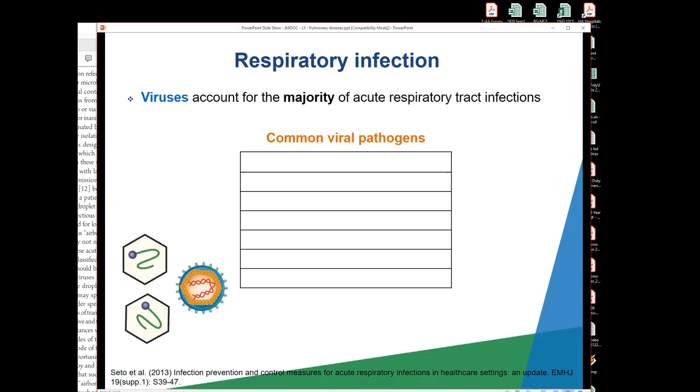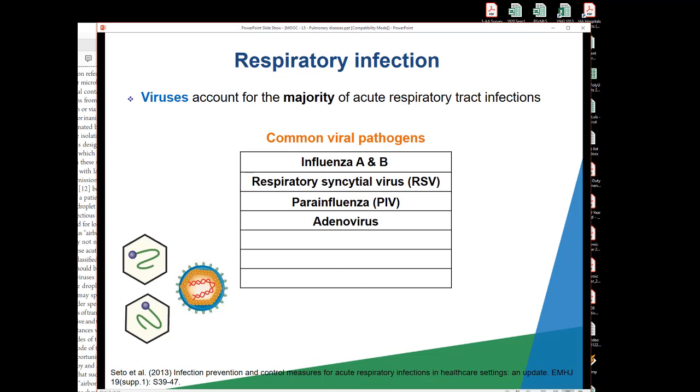Viruses account for the majority of acute respiratory tract infections. In Hong Kong, influenza A and B account for 50% of the viral respiratory infections, followed by respiratory syncytial virus, which accounts for 20% of the cases. Parainfluenza and adenovirus also account for 5% each.